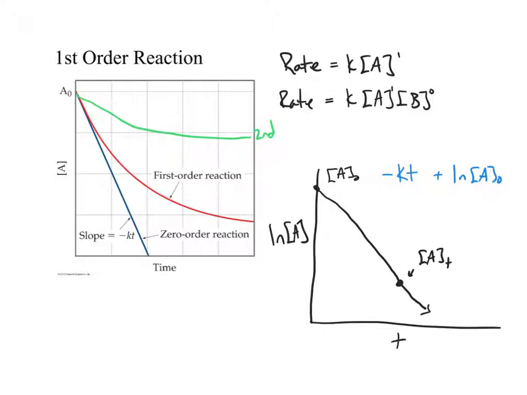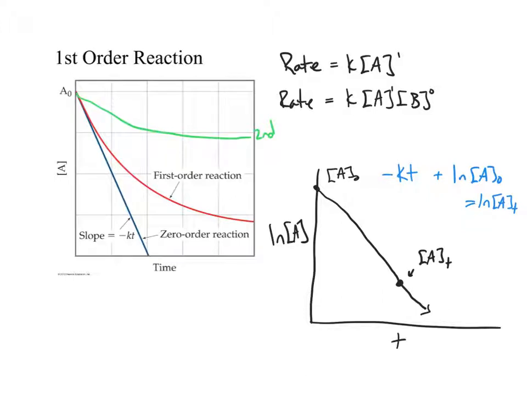essentially my slope, and t is my x. k is m, t is x, plus b, mx plus b. And that is all set equal to the concentration of A at time t. In fact, it's the natural log of the concentration of A at time t.